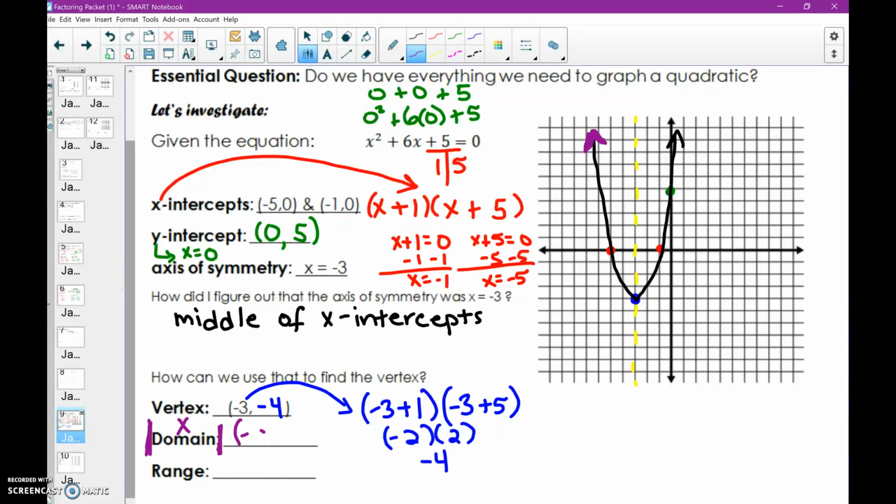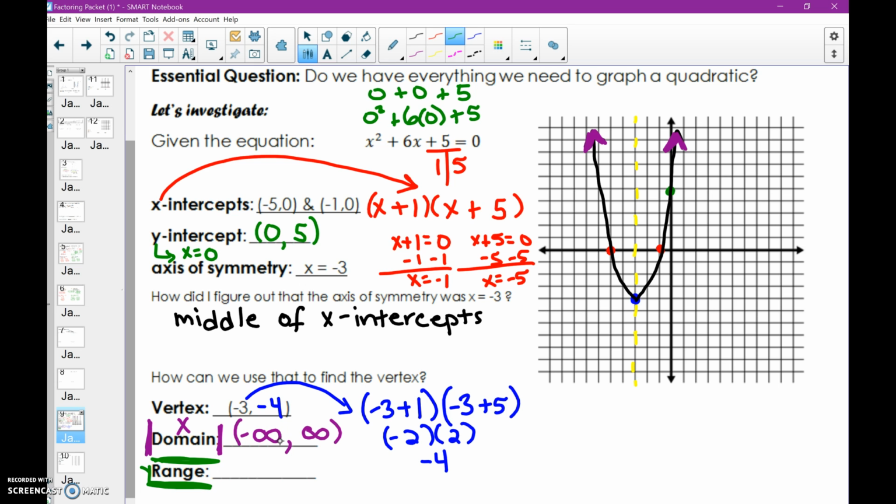Because of that, that means my domain is negative infinity on the left-hand side, and because there's an arrow over here doing the same exact thing going this way, that means I'm going to have x values all the way over here into positive infinity as well. So that's what my domain is. Range is going to be the opposite. Range is bottom to top. Now this is not going to be infinite. By the way, this domain is the same for every single parabola that we will do this year.